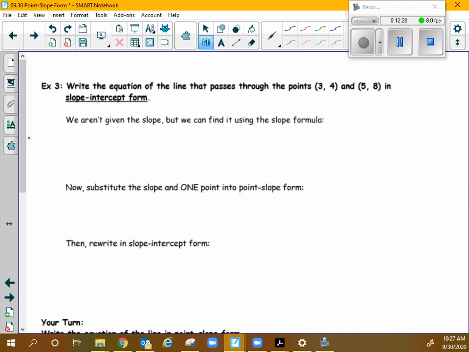Last page of notes, I believe. Last page. Now, let's combine everything. You've got 2 points to point slope, then to slope intercept. So, if I have 2 points, what's the first thing I need to find? Slope. What's my change in y? Plus 4. What's my change in x? Plus 2. So what's my slope? 2.